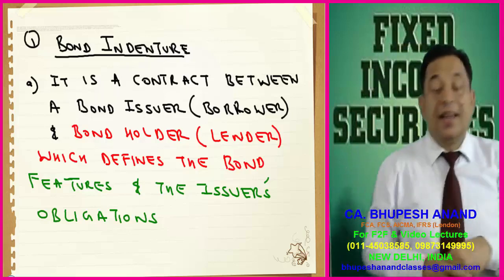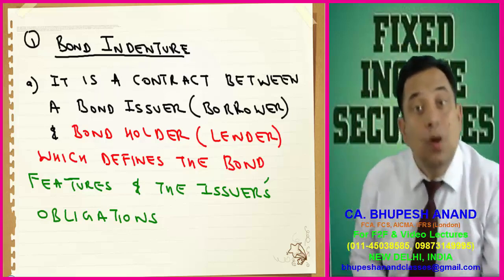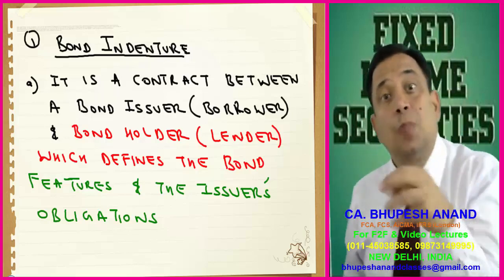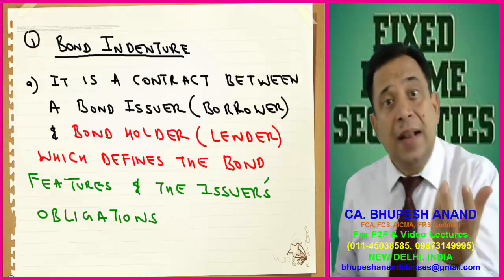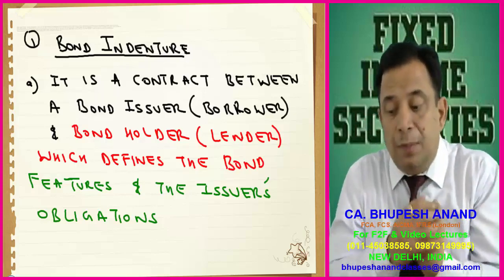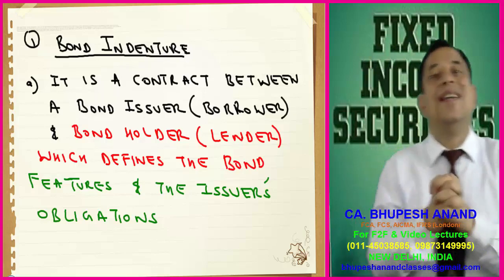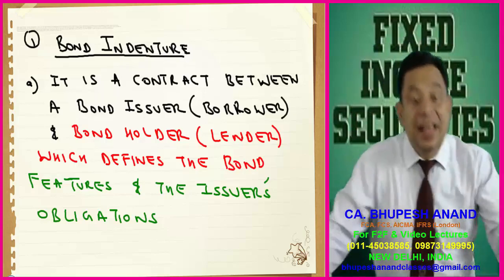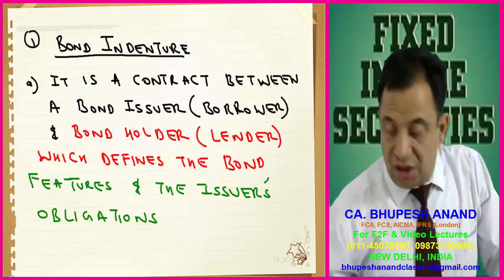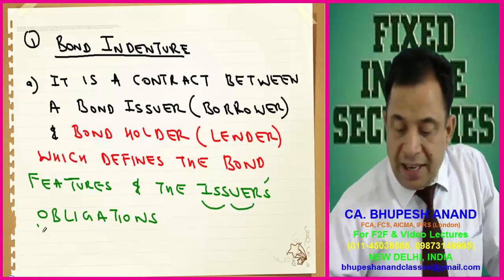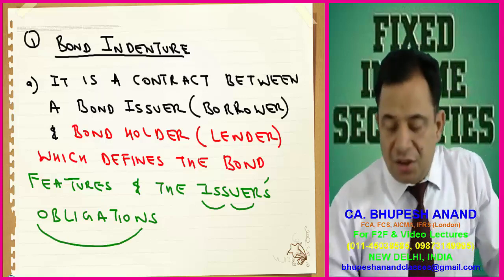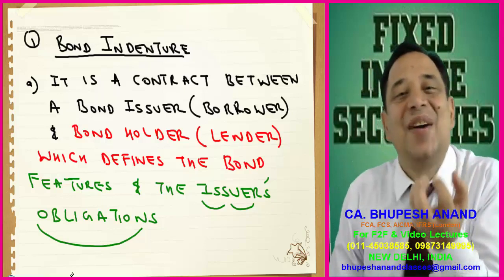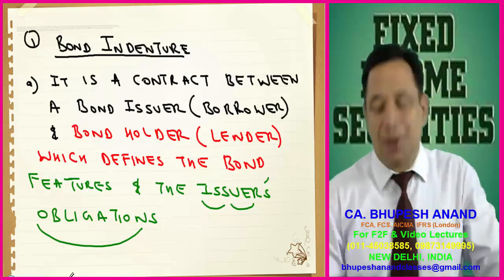So point A: it is a contract between a bond issuer, a borrower, a corporate, a semi-government, a quasi-government, a supranational body, and the bond holder, the lender, which defines the bond features and the issuer's obligations. There are some obligations in the hands of the issuer. So these obligations are to be performed by the bond issuer.